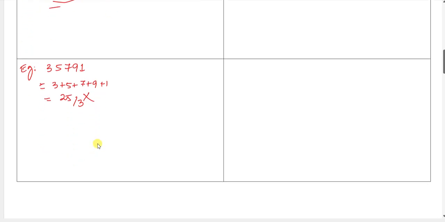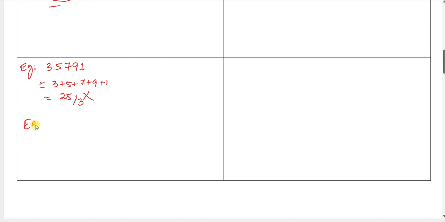Let's check with another example. For example, 3579. So let's add them up. 3 plus 5 plus 7 plus 9. We are going to get 24. And yes, 24 can be divided by 3. So hence 3579 is divisible by 3.